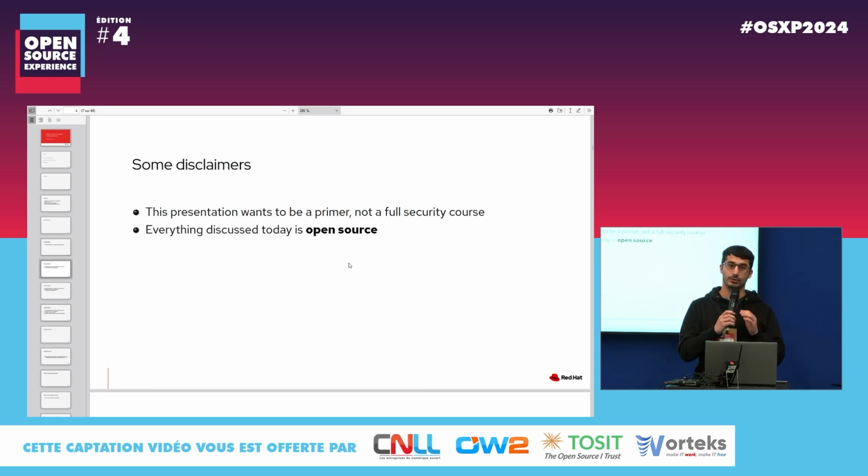Everything that we are going to discuss today is open source. It's available in the enterprise version, but also in the community version. So you can use it, whatever distribution of Ansible you are using.